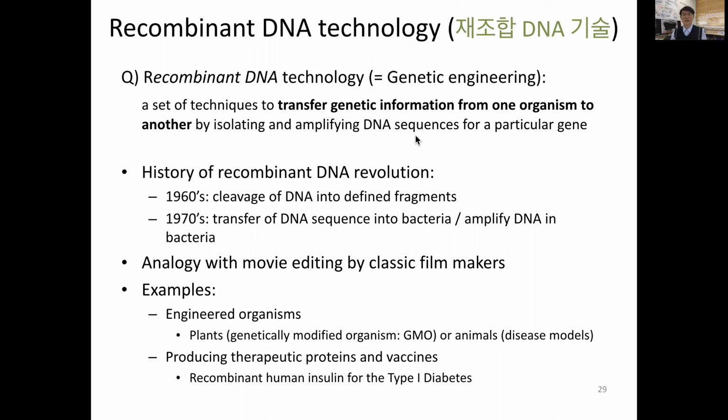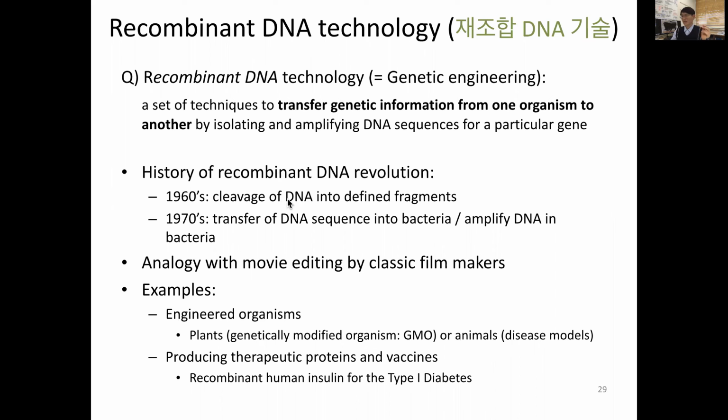This recombinant DNA has a history of revolution. It starts with a study of bacteria. Because bacteria face a lot of invasion from viruses, they have developed a mechanism to protect themselves. And that has led us to actually engineer DNA. With the discoveries of the 1960s, we learned how to cleave DNA in a defined region. We now know how to cut the DNA in a specific region.